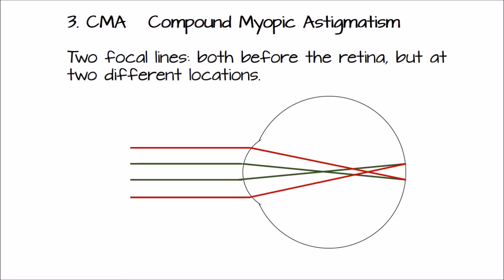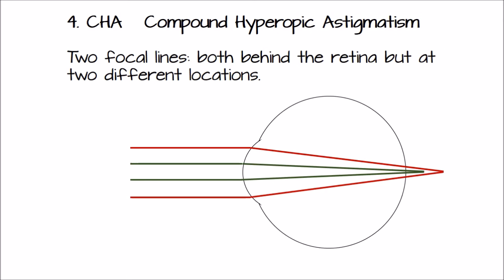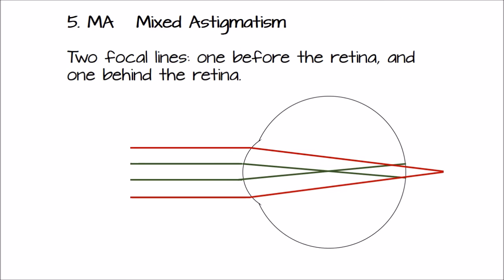In compound myopic, both focal lines are in front of the retina. And in compound hyperopic, of course, they're both behind the retina. And then you can also have something called mixed astigmatism. In mixed astigmatism, one is in front of the retina and one is behind the retina.